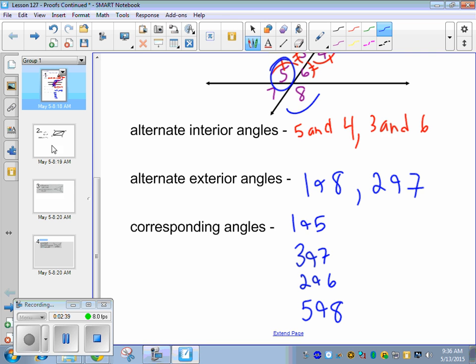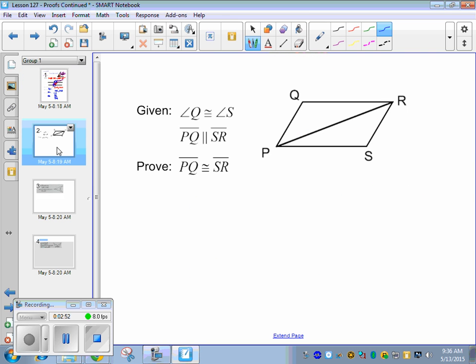Okay. All right, so I always use alternate interior angles, alternate exterior angles, and corresponding angles for my reasons when I'm stating why, okay? All right, you guys, go ahead and draw this picture, and then we'll prove why PQ is congruent to SR.